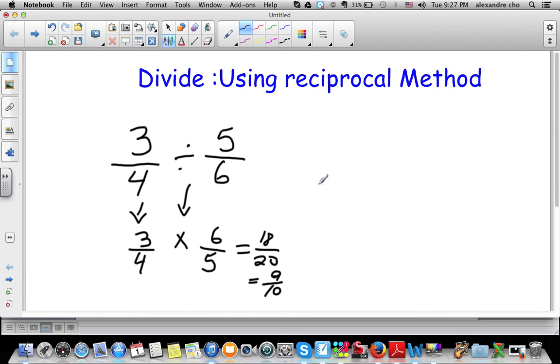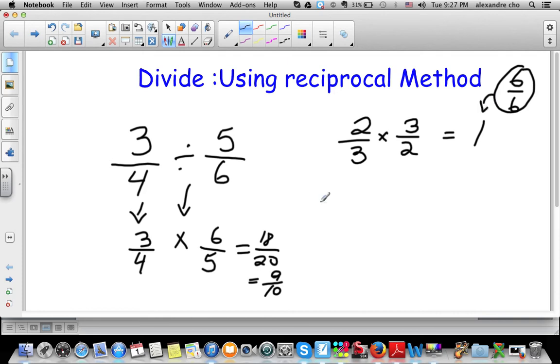Let's go back, I should take a step back and talk about reciprocal. What's the reciprocal of a number? Well, let's take the number 2/3. What can I multiply this by to get an answer of 1? Well, I multiply 2/3 by its reciprocal, and the reciprocal is going to be 3/2. How does that equal 1? Well, because 2 times 3 on the top is 6, and 3 times 2 on the bottom is 6, and 6 over 6 is the same thing as 1.